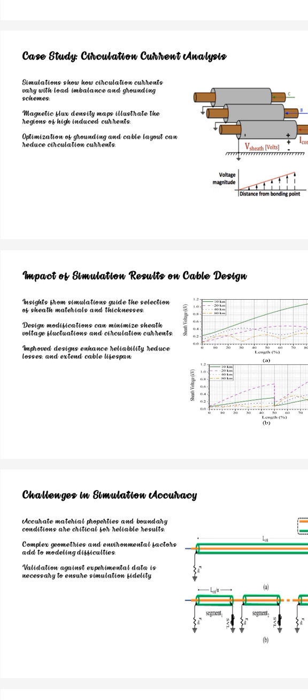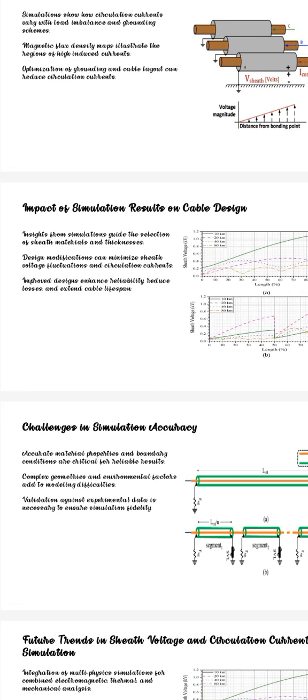Challenges in simulation. Accurate material properties and boundary conditions are critical for reliable results. Complex geometric and environmental factors add to modeling difficulty. Validation against experimental data is necessary to ensure simulation fidelity.